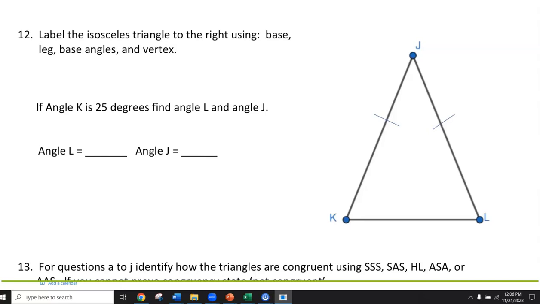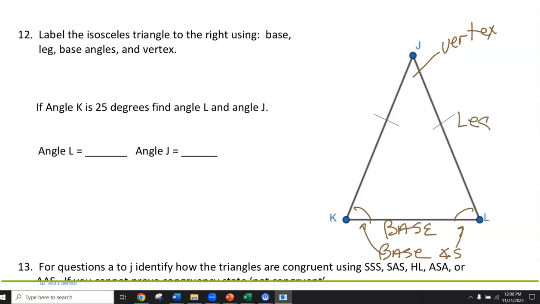Okay, so that's kind of fun. This is your vertex. This is your base. These are my base angles, and these are my legs. Make sure you can do that.